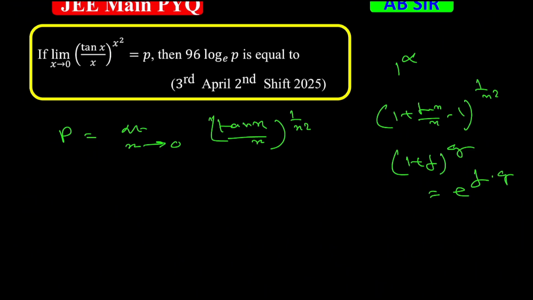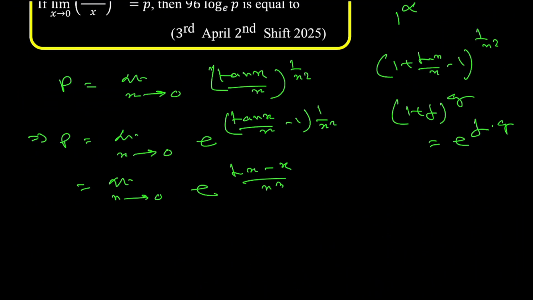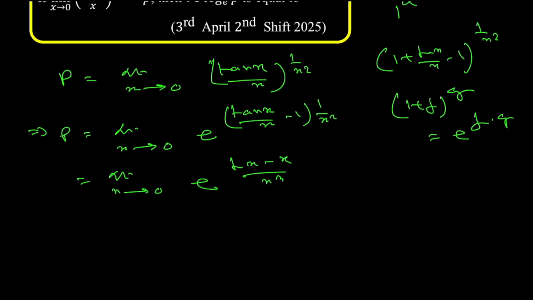Keeping this in mind, I can write p equal to limit x tends to 0 of e to the power f(x) into g(x). It means (tan x by x minus 1) into 1 by x square, which is tan x minus x by x cube. Now we can do two things: one is directly L'Hopital's rule, or the other is to use the simple series.